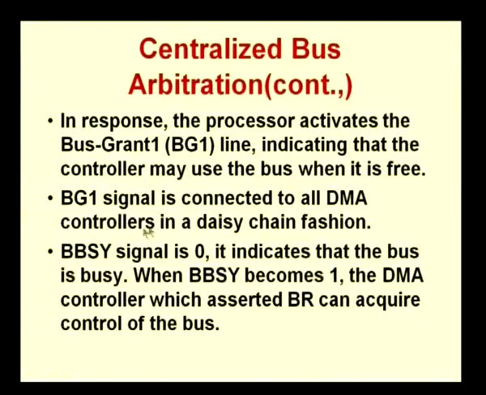So, this is what we mean when we say that when the bus is free, it can start the data transfer. Now, the BG1 signal is connected to all the DMA controllers in a daisy chain fashion. This means that if a particular device wants to use it, it will use it. If it is not using it, it will pass on the grant signal to the next device in the chain. That is how it works. Now, the bus busy signal: if it is 0, it indicates that the bus is busy. When it is 1, it indicates that the bus has become free.